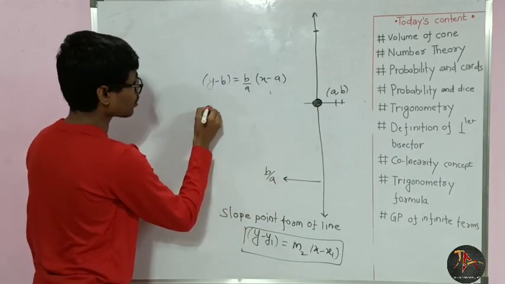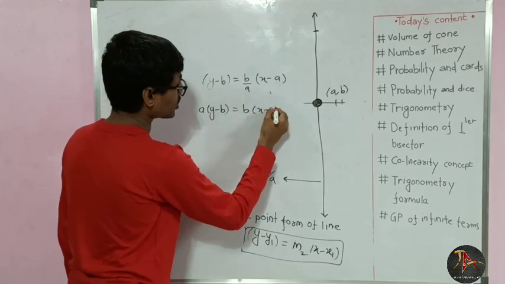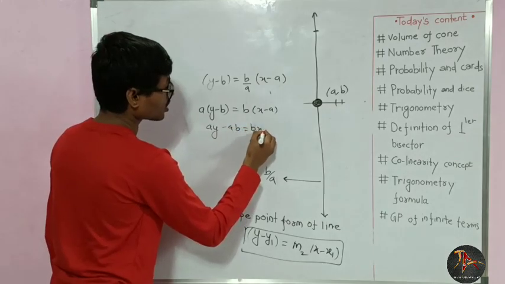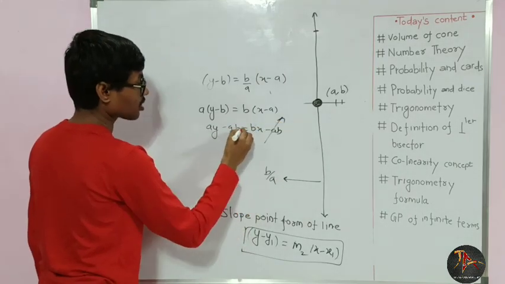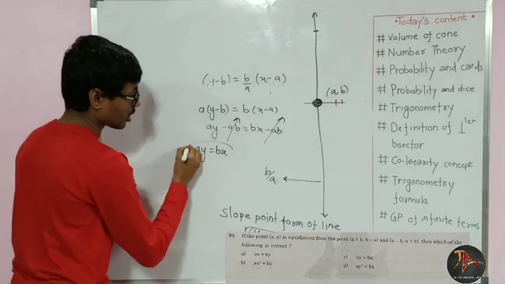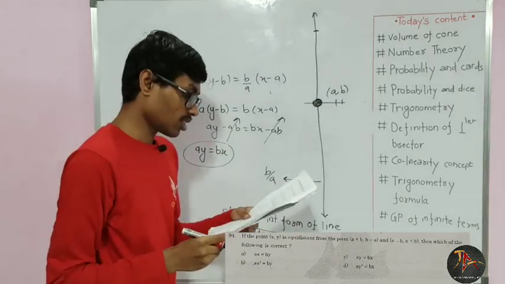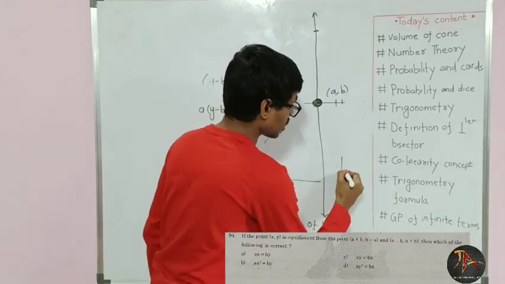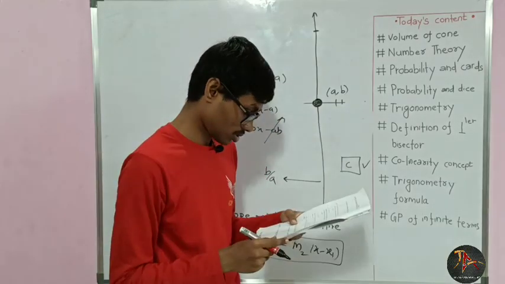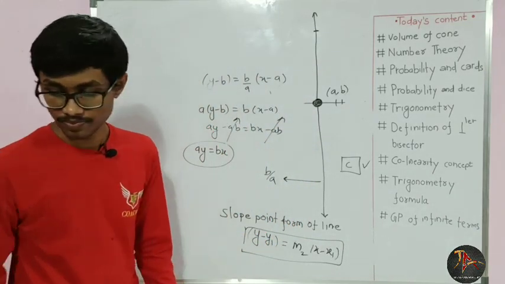a. So if I cross multiply, I will get a into y minus b is equal to b into x minus a. Now ay minus ab is equal to bx minus ab. If I cancel ab and ab from here, then I will get ay is equal to bx. So ay is equal to bx will be correct. And so for this question, the correct answer should be option C. It is given in option C. So the correct answer for this question should be option C. Now let us move towards the next question.